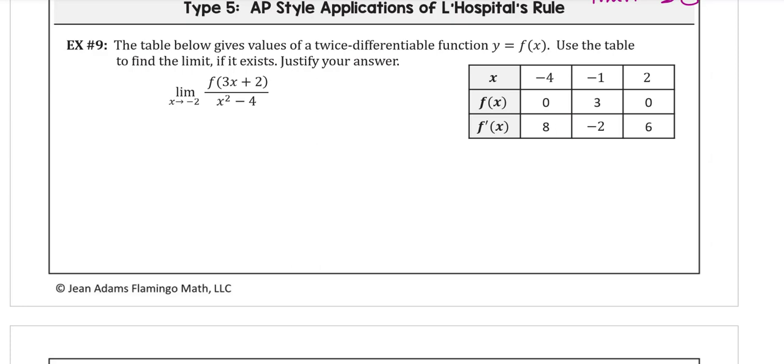So, example 9. The table to the right gives values of a twice differentiable function, y equals f of x. Use the table to find the limit. If it exists, justify your answer.